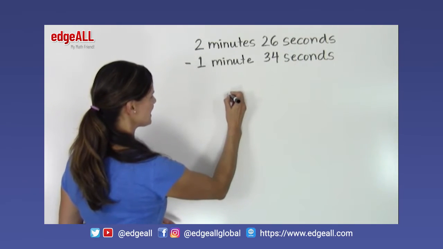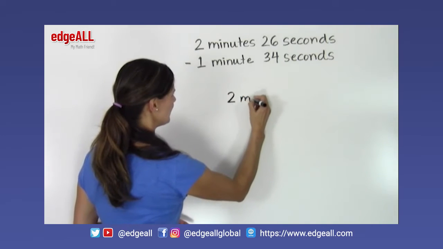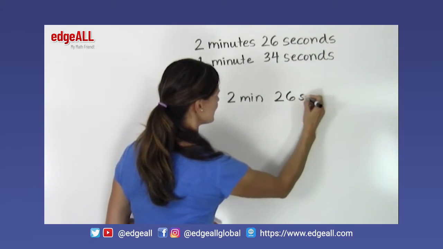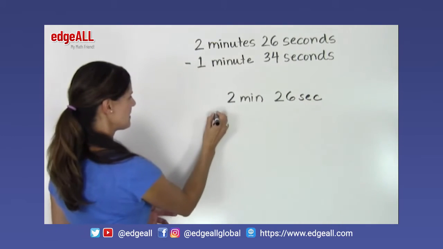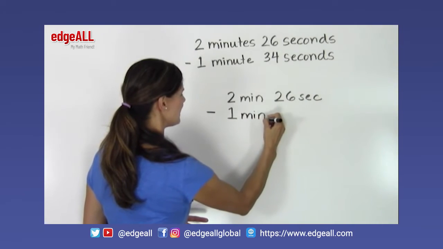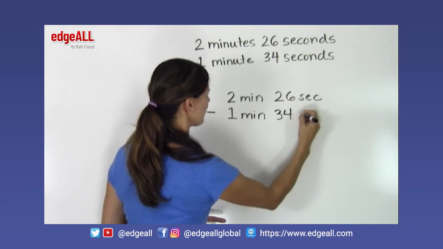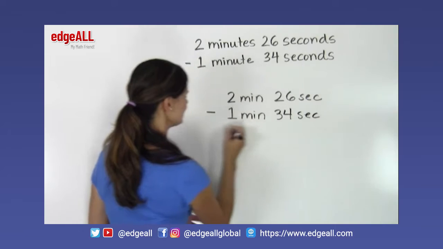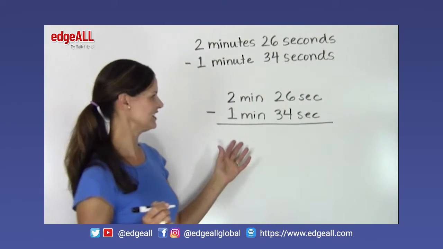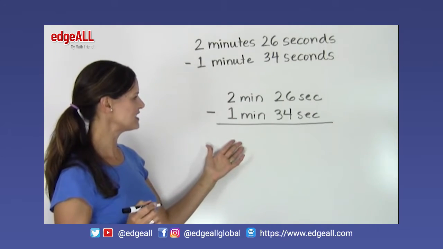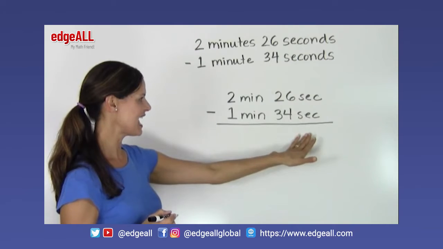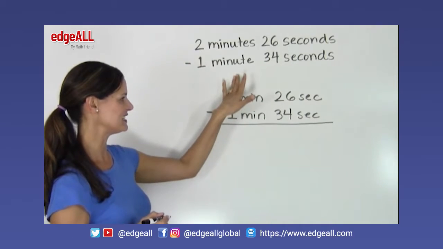So let's start by saying 2 minutes, 26 seconds minus, and we want to line them up nice and neat, 1 minute, 34 seconds. So we'll put a line right here, and we will look at our problem. So we're going to start by subtracting seconds from seconds and minutes from minutes.